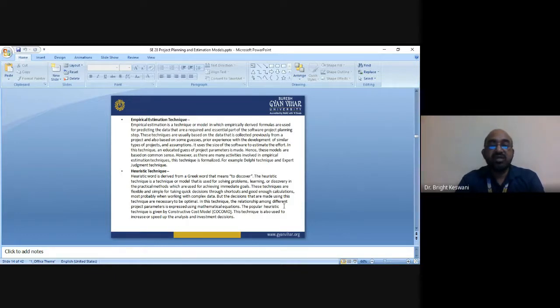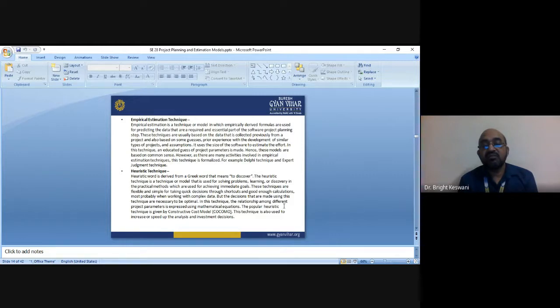When we talk about heuristic technique, the word heuristic is derived from a Greek word that means to discover. The heuristic technique is a technique or model that is used for solving problems, learning, or discovery in practical methods which are used for achieving immediate goals. These techniques are flexible and simple for taking quick decisions through shortcuts and good enough calculations, most probably when working with complex data. But the decisions made using this technique are not necessarily optimal.